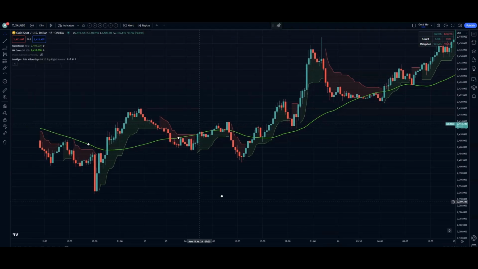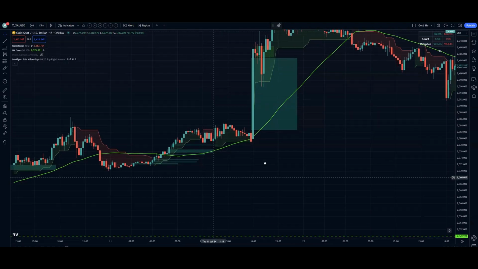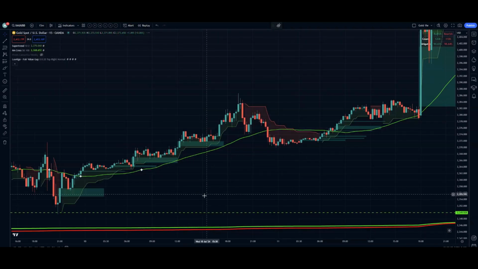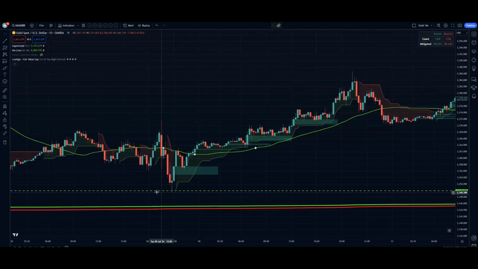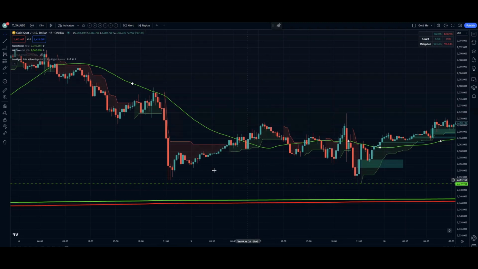Previously as well, I have not gone too much into detail, but previously it's worked as well. So this is again one area it has worked. If we go back more, it's not the best or most recurring situation, because it's difficult for the MA and the Supertrend to be triggering at once.